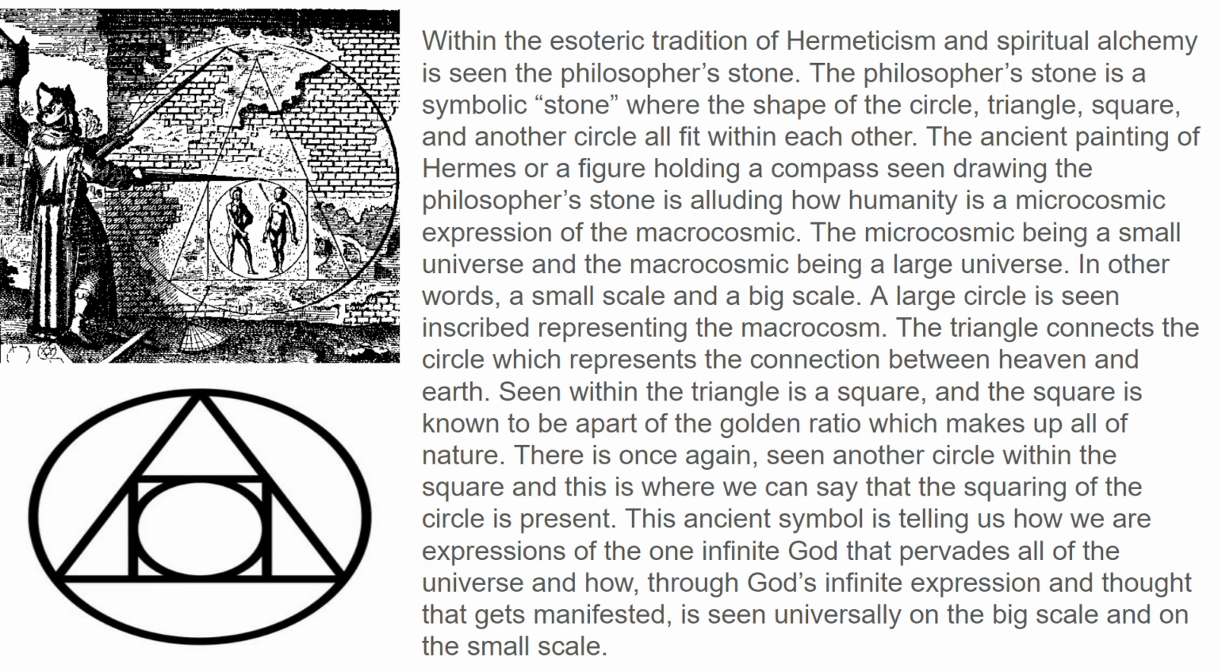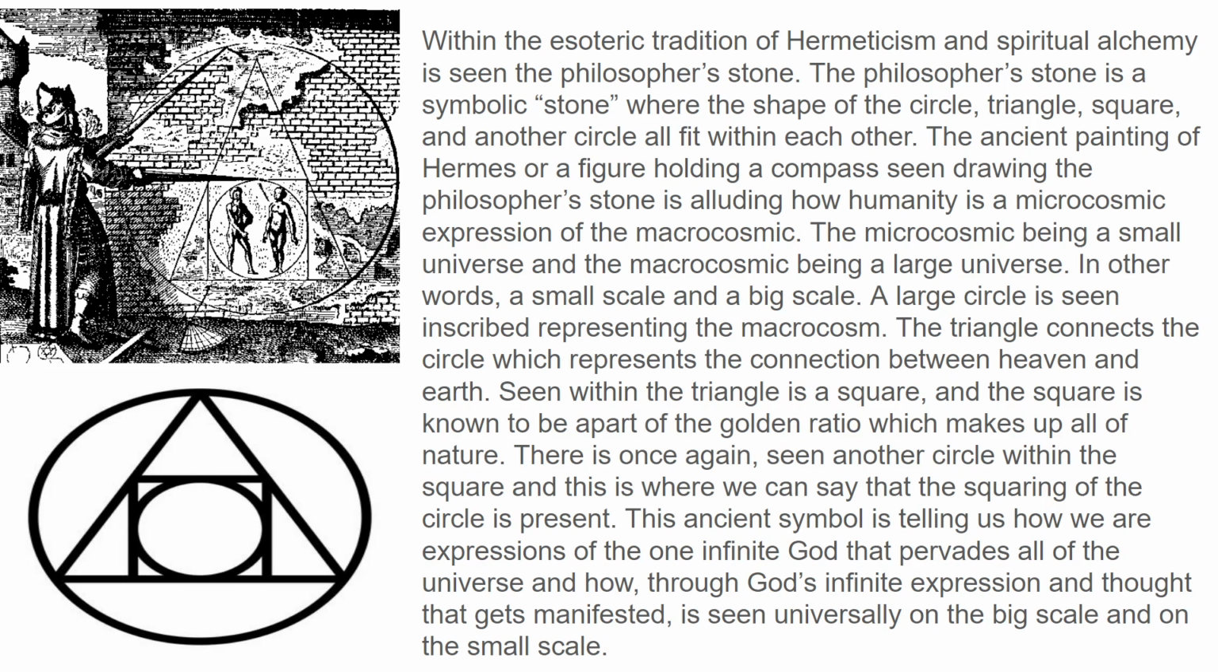Alright, so within the esoteric tradition of Hermeticism and spiritual alchemy is seen the Philosopher's Stone. The Philosopher's Stone is a symbolic stone where the shape of the circle, triangle, square, and another circle all fit within each other. The ancient painting of Hermes, or a figure holding a compass seen drawing the Philosopher's Stone, is alluding to how humanity is a microcosmic expression of the macrocosmic. The microcosmic being a small universe and the macrocosmic being a large universe. In other words, a small scale and a big scale.